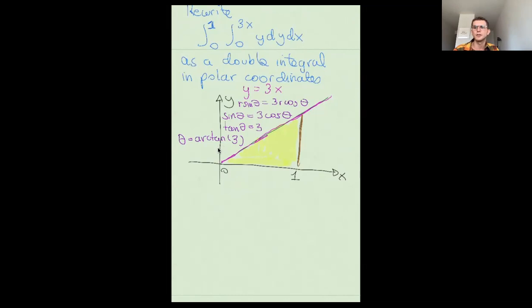I think so. Is theta equal to arctan of 3? That would be the maximum angle, right? So that would go... right, exactly. This big angle is arctan of 3.